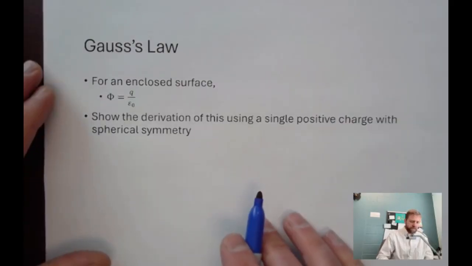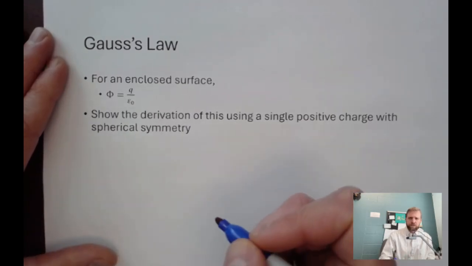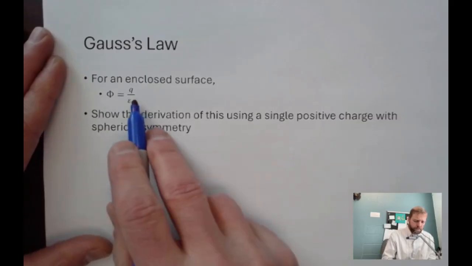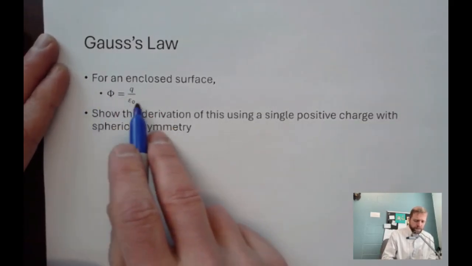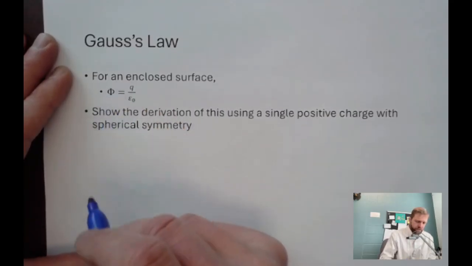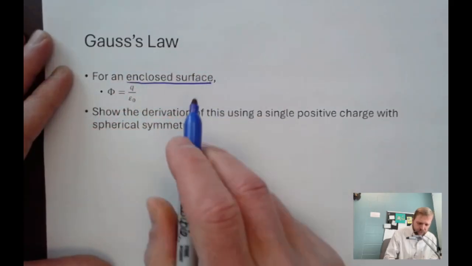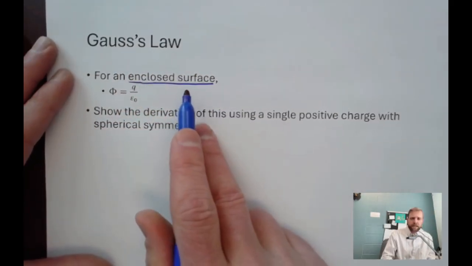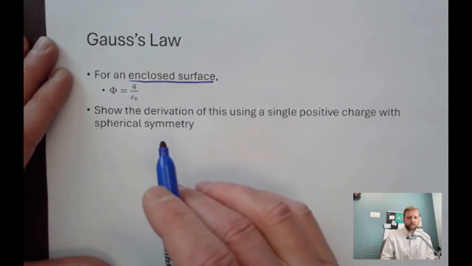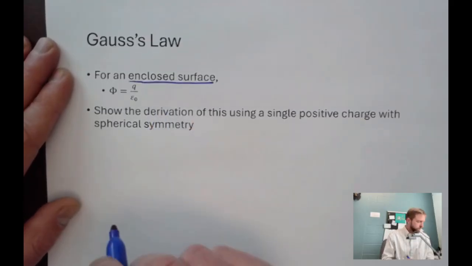I want to show this derivation using a single positive charge with spherical symmetry, and then we'll take a look at a couple of really quick examples because Gauss's law is fairly simple once we understand what it is telling us. Now, this is importantly for an enclosed surface. So that is a surface that completely encloses a region of space. It can't just be an open box. It has to enclose a surface.